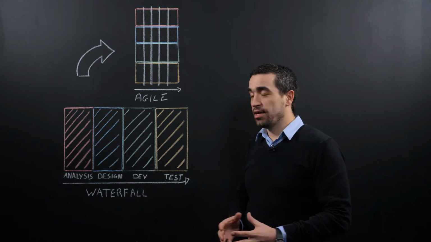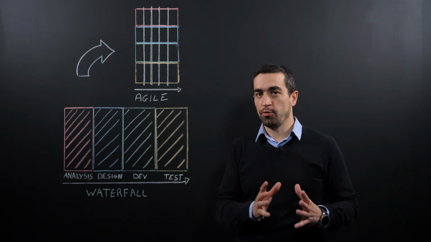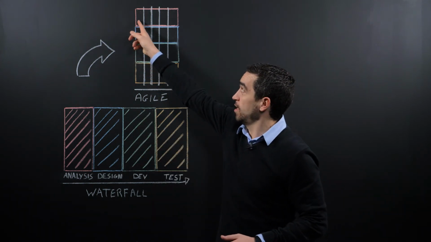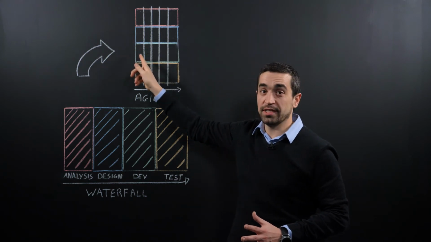Okay. In an agile development process, we're going to split up that functionality into smaller pieces of functionality together with the customer. We're going to do lighting, and for lighting alone, we're going to do an analysis phase, a design, a development, and a test phase.